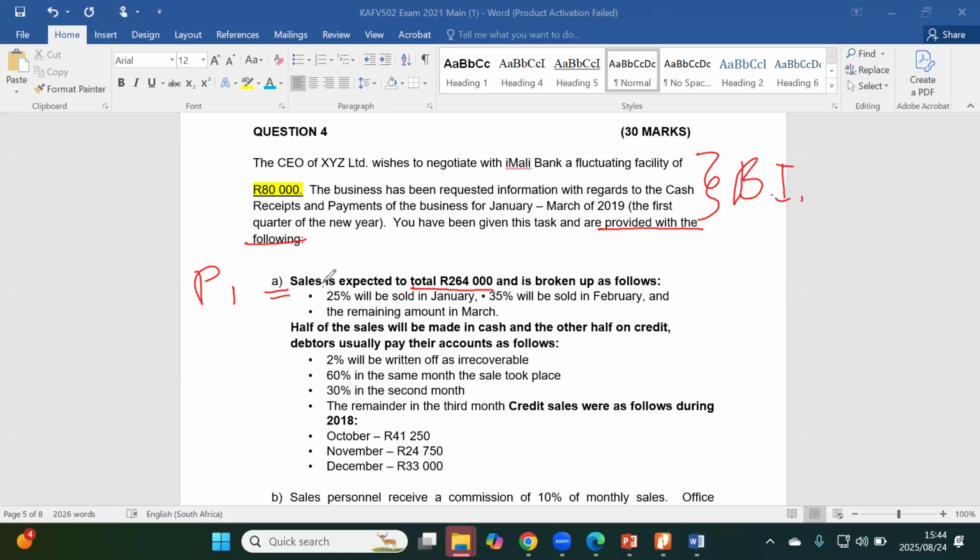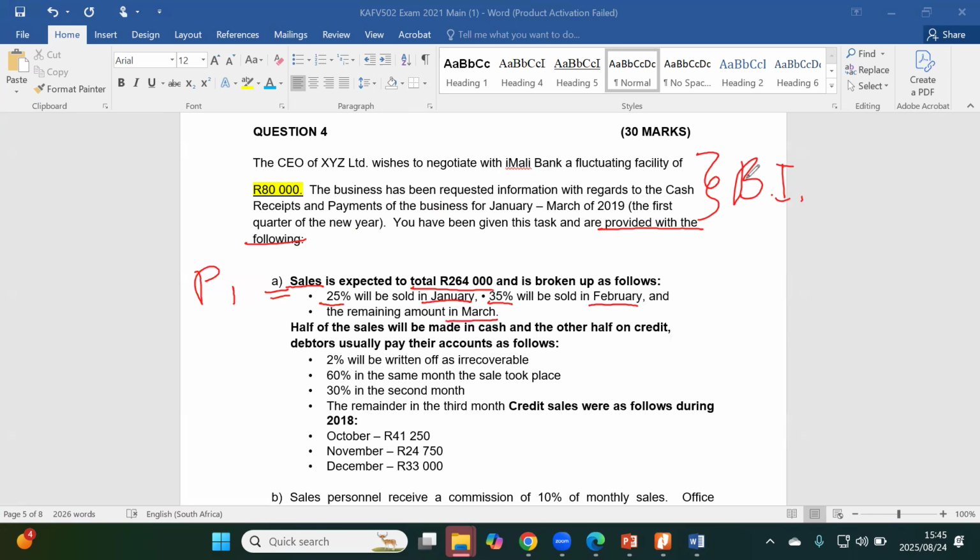We are told sales is expected to total 264,000 and is broken down as follows. They've not mentioned specifically which month it is for, but nonetheless, it's okay. 25% will be sold in January. So this is the total sales, and they are giving us a projection around it. 25% of this amount will be sold in January, 35% will be sold in February, and the remaining percentage will be sold in the month of March.